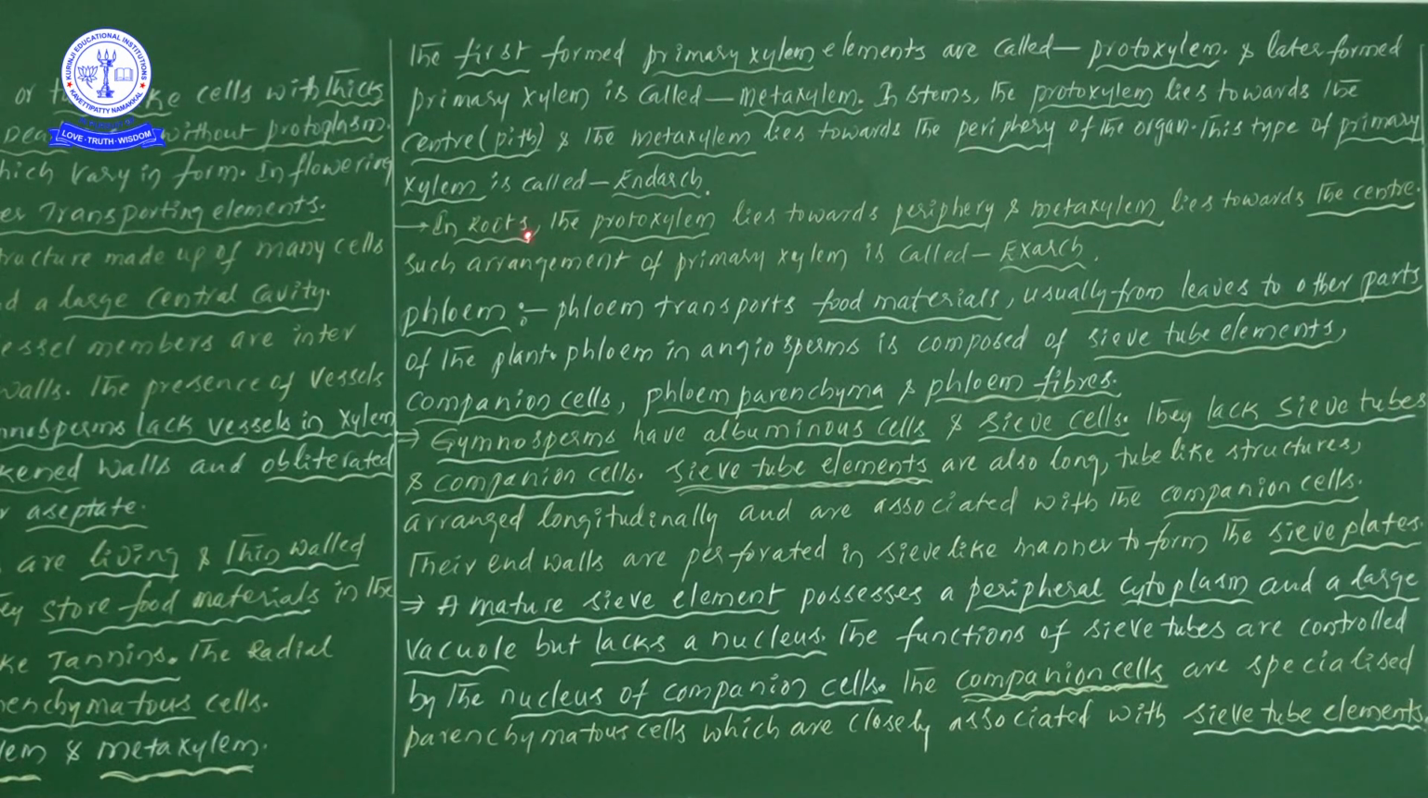In the root, it is exactly opposite to the stem, you see there. Protoxylem lies towards the periphery and metaxylem is situated towards the center. So the root arrangement is opposite to the stem arrangement, or vice versa. That's why in roots the arrangement of xylem is exarch condition, whereas in the stem it is endarch condition. Endarch and exarch, just words you try to remember.